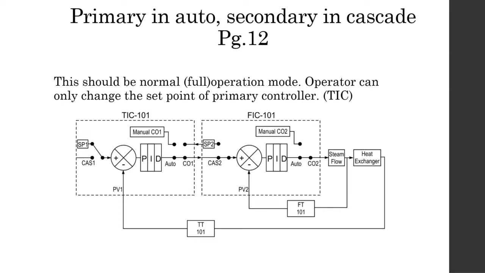This primary controller sends its controller output CO1 to the CAS2 input. I don't know why they changed the name here, but this would also be known as the RSP input for the secondary controller. And it does its magical thing, and its controller output goes to the valve, controls the steam, and everything is working the way it's supposed to.